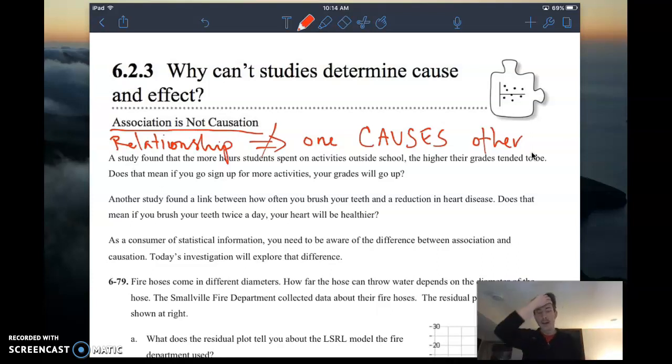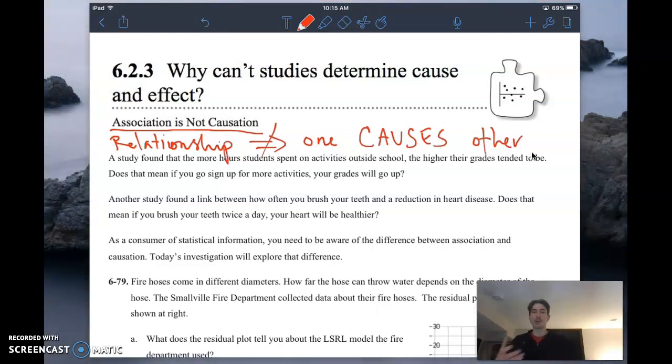Before our first problem, I'm sorry. It is with this statement that says a study found that the more hours students spent on activities outside of school, the higher their grades tended to be. Does it mean that if you sign up for more activities, your grades are going to go up? Man, wouldn't that be sweet? Students would play every single sport and participate in every activity, drama, debate, music, choir, if that meant higher grades. One does not cause the other. There's a relationship, those two things are related, but there are other lurking variables that might cause us to think they're associated, that they're causal.